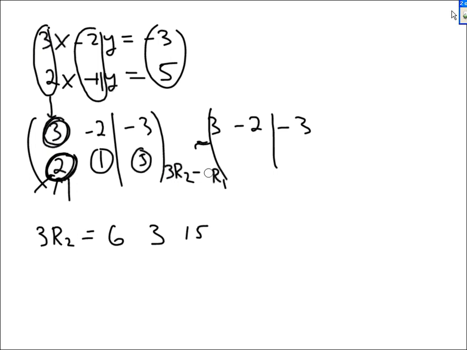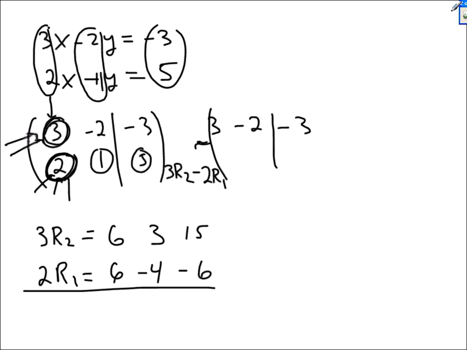Okay, and of course there's a typo here. In row 1 we already have a 3. You just have to multiply it by 2 to get 6. 2 times row 1 is 6, negative 4, negative 6. And if we want to get a 0 from here, we subtract. 0, 7, 21. Now, it's nice to have smaller numbers compared to bigger numbers.